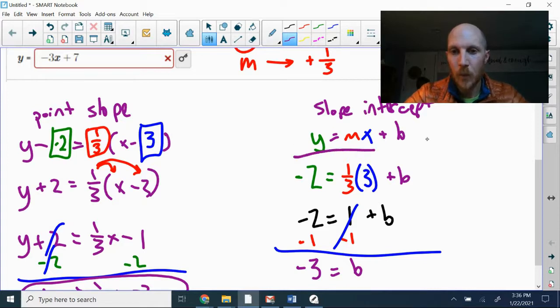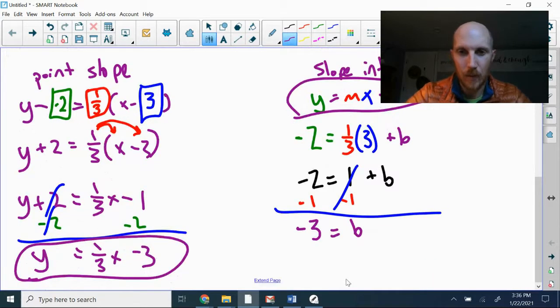So in y equals mx plus b, I'm going to now return to the original version of that with just all letters. So I'm going to change the m into a positive 1/3. That's my new perpendicular slope. And then that -3 that I just solved to get for b, that's what I'm going to put in there for the b value. So it'll be y equals 1/3 x minus 3, which is the exact same equation we got the other way.